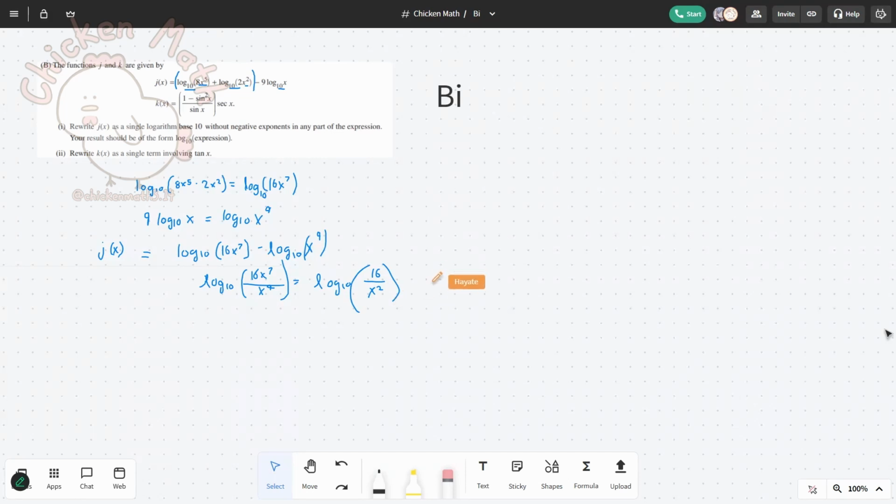And we have to keep in mind the domain restrictions. So x has to be greater than 0 because, first of all, if we put a 0 here, this would be undefined. And then it has to be a positive number because we can't take the log of a negative value. That would be undefined as well. So this is our final answer. So j of x is equal to log base 10 of 16 over x squared.